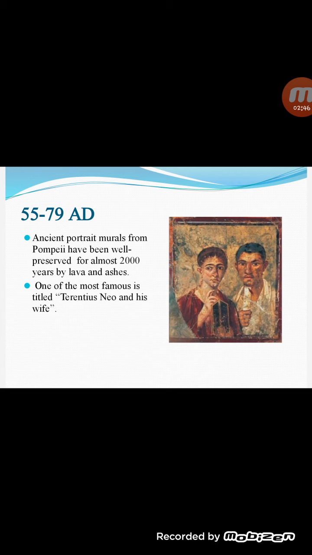55 to 79 AD. AD means Anno Domini. Ancient portrait murals from Pompeii. Pompeii is the name of a city of Rome. They have been well preserved for almost 2,000 years by lava and ashes. One of the most famous is titled Terentius Neo and his wife.